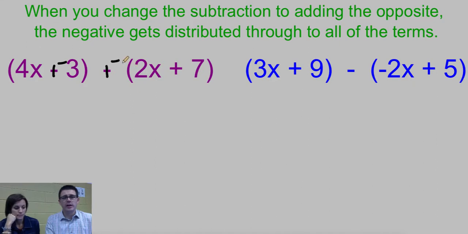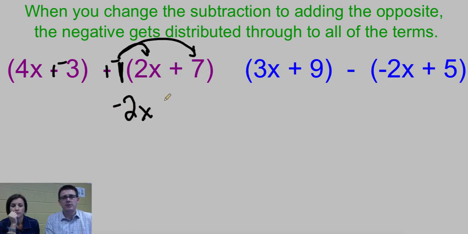So there's really an invisible 1 hiding there. A lot of times we just ignore it because multiplying times positive 1 doesn't change anything. But when that negative is there, we've got to make sure we distribute that negative 1 through to each of our terms. So that minus goes to the 2x and the 7. So negative 1 times 2x is negative 2x. Negative 1 times 7 is negative 7. My first term stays like it was.